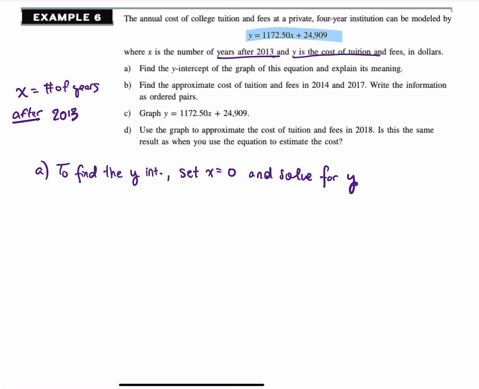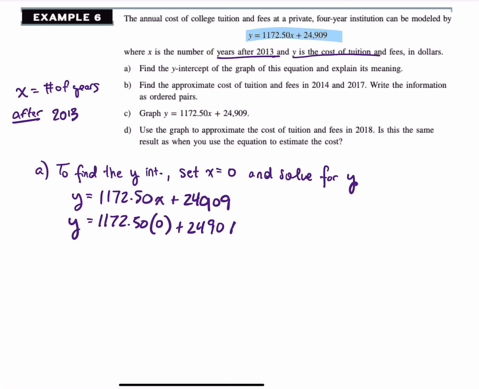So our equation was, let me copy it down here, y equals 1,172.50x plus 24,909. So we're setting x equal to 0, so y equals 1172.50 times 0 plus 24,909. Well, that will just delete that term on the left, so y will just equal whatever's left over, the 24,909.